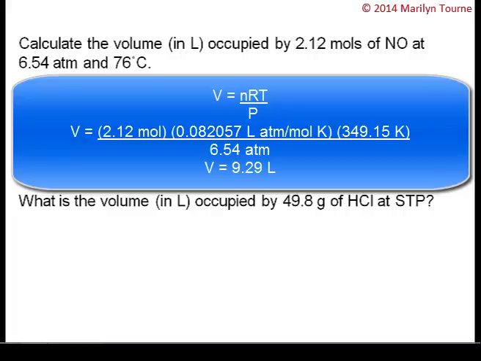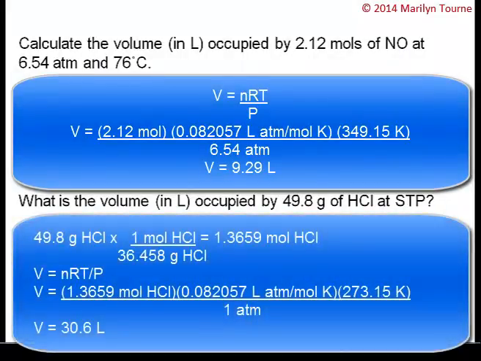So this one says, what is the volume in liters occupied by 49.8 grams of HCl at STP? We know that STP means standard temperature and pressure, which is defined as 0 degrees Celsius and 1 atm of pressure. So we can plug those in for those variables, but they give you grams of HCl? Well, nowhere in the ideal gas equation do you have a place to put grams, but you know what you have to do. What you have to do is convert to moles of HCl and then use that and plug it into the ideal gas equation.